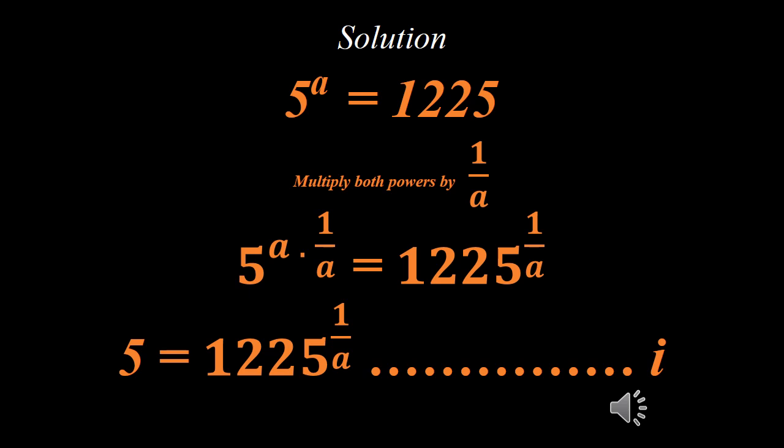That is, we have 5 raised to power a times 1 over a equals 1225 raised to power 1 over a. Then the a cancels a. We have 5 equals 1225 raised to power 1 over a. That's our equation 1.